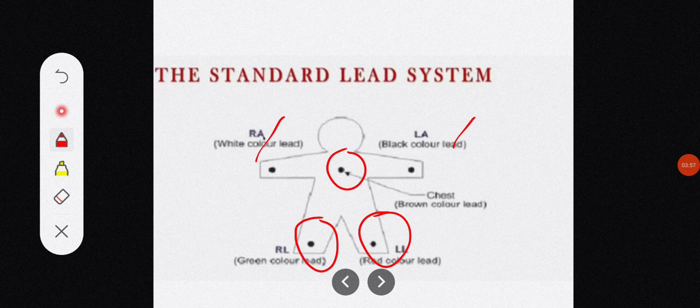These are the 5 electrodes that we will be using in the future for recording the electrocardiogram. Just remember this. And how these electrodes are connected to the amplifier will tell you the designation of the leads.